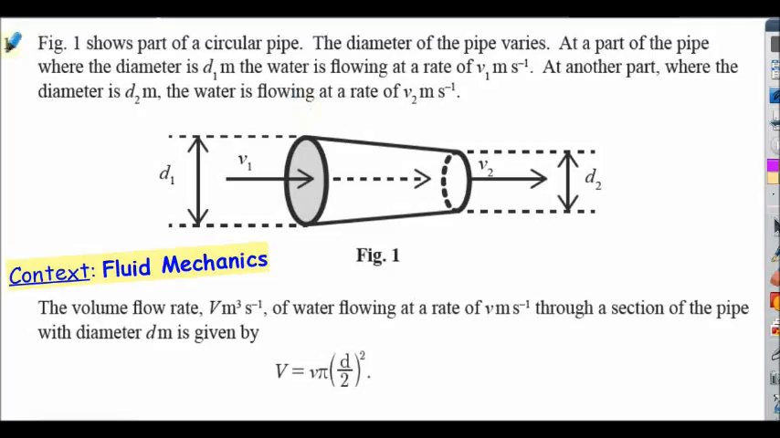This is question 1. It relates to a circular pipe shown in figure 1 here, where the diameter varies from D1 to D2, and we have velocity V1 and velocity V2. Obviously the context here relates to fluid mechanics, and they've given us a formula here related to the volumetric flow rate. They've used symbol uppercase V is equal to this expression shown here.